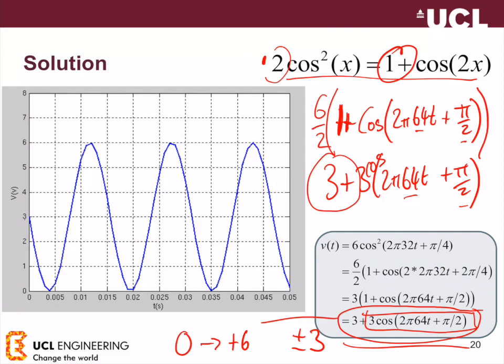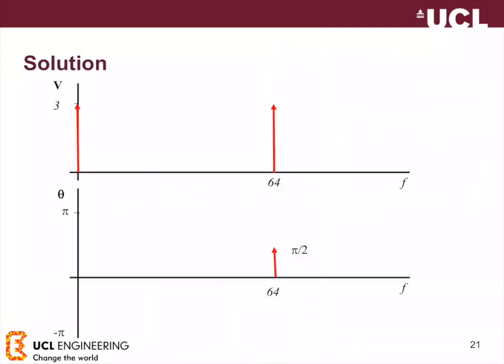And so what we see is that we actually just have a DC pedestal, a DC shift of a value of 3. So our sinusoid now starts at 3, goes down to 0, then goes up to plus 6, back down to 0, up to plus 6 again. And so we have our shift is now between 0 and 6.